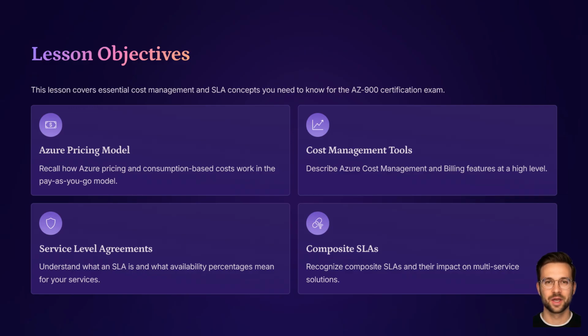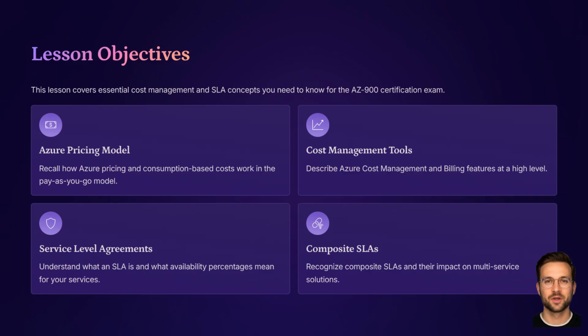By the end of this video, you will be able to explain what Azure Cost Management and Billing is used for, understand the basics of budgets, alerts, and cost analysis, describe what an SLA is and how it relates to service availability, and recognize how combined SLAs affect overall solution availability in AZ-900 scenarios.